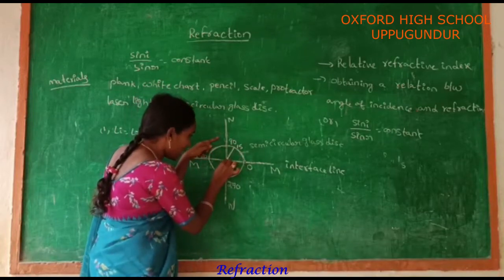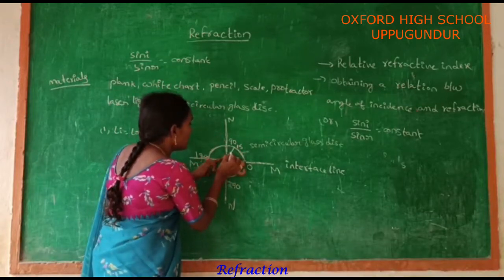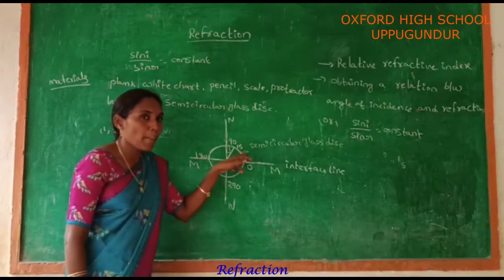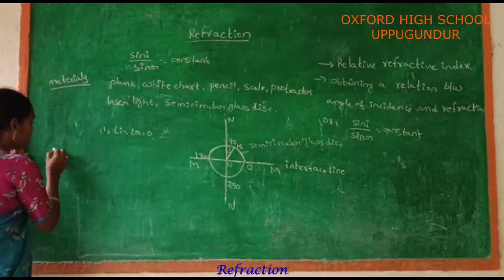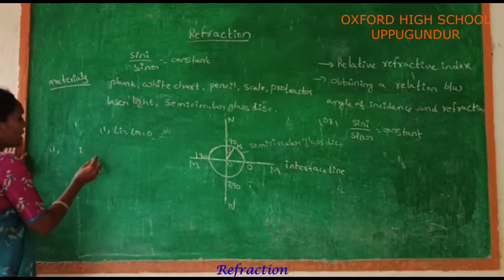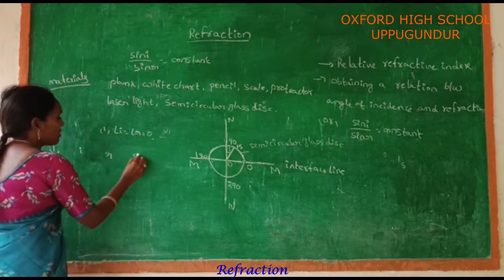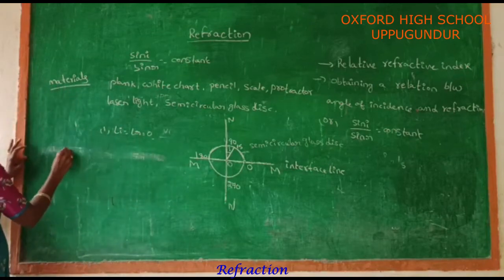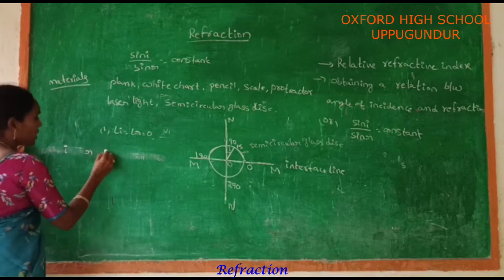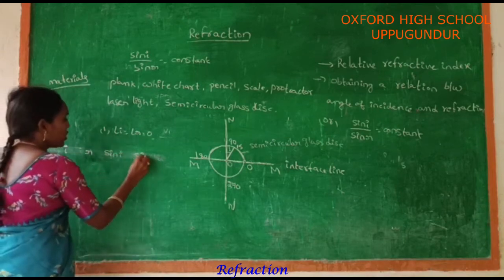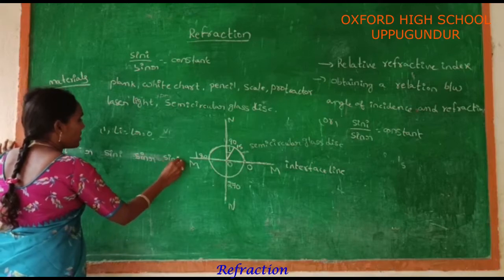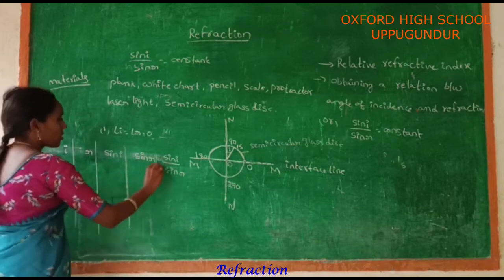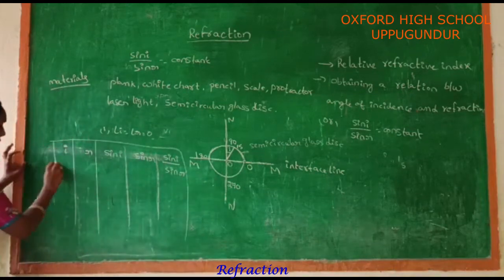Here this is the incident ray and this is the normal. The angle between the incident ray and the normal is called the angle of incidence. These values should be tabulated. See the tabular form: case number, angle of incidence, angle of refraction, sin i, sin r, and the last column sin i by sin r. This is the tabulated form.